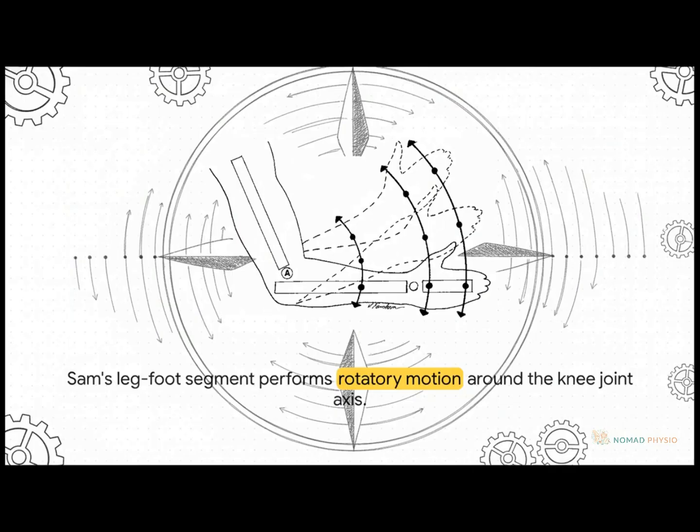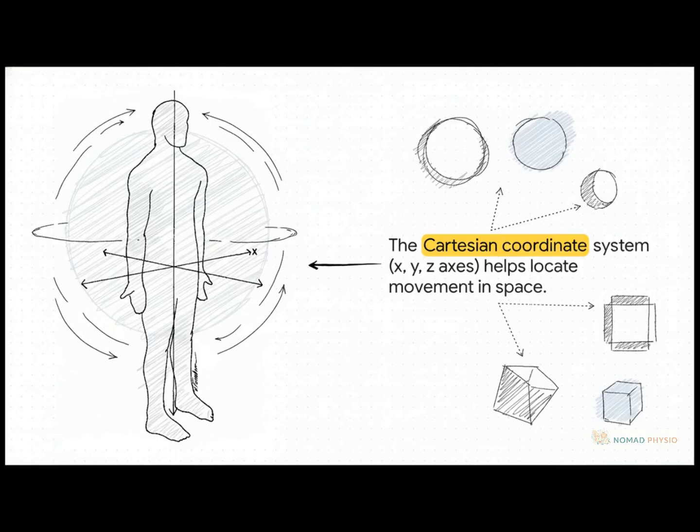So for Sam's exercise, which one is it? Well, as he straightens his leg, his foot is clearly swinging in an arc, isn't it? That is a textbook example of rotatory motion, and the axis of rotation is running right smack through his knee joint. Next up is location.